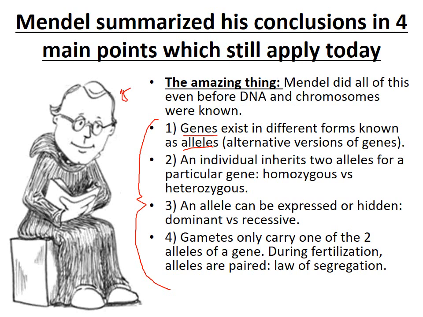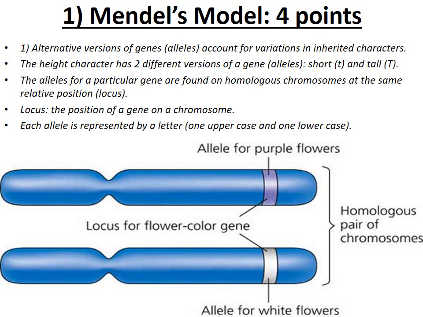So we're going to go over each of these one at a time in the next few slides, along with some examples. It's very important that you understand meiosis because part of his findings does relate to meiosis. We're now combining meiosis with Mendel's work. So the first point we're going to talk about is that alternative versions of genes exist.